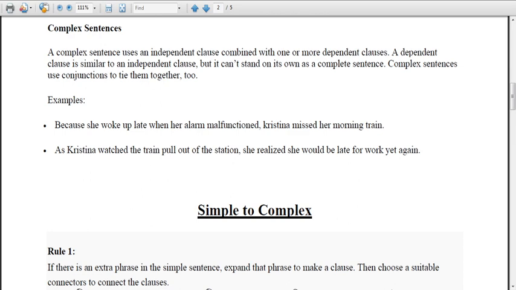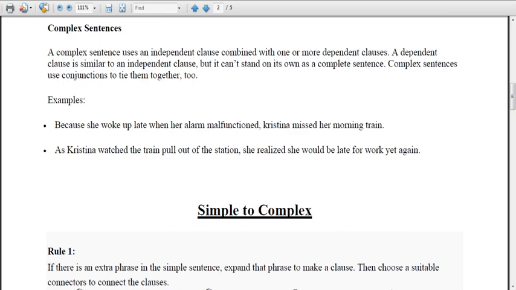Another example, as Christina watched the train pull out of the station, she realized she would be late for work yet again. Here as is the conjunction that joins the two clauses. So this is the definition of each type of sentence: simple, compound, and complex.